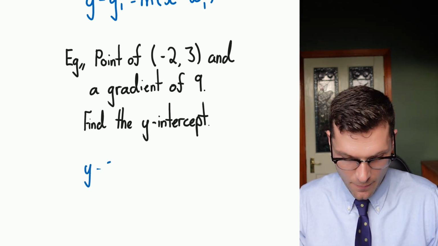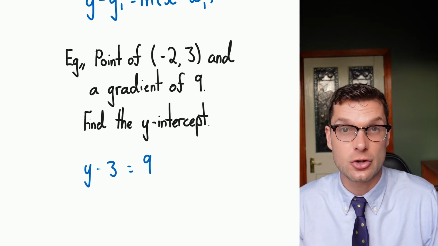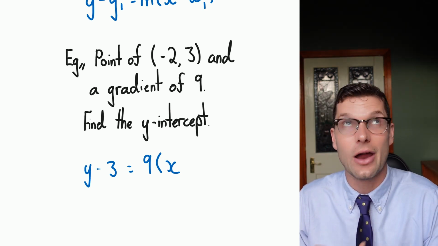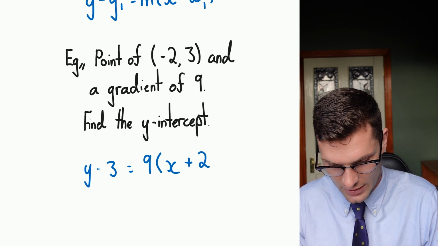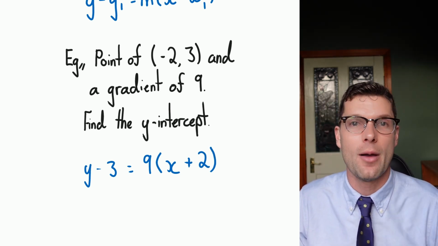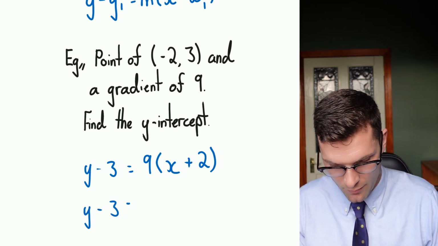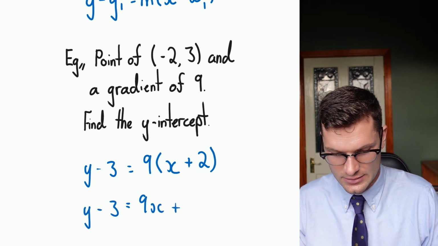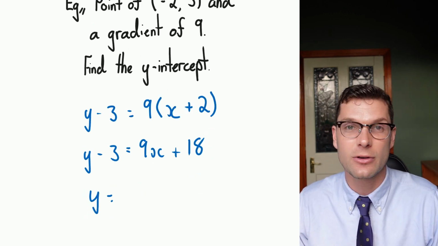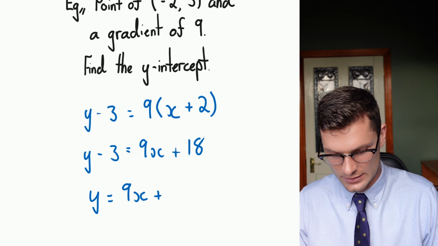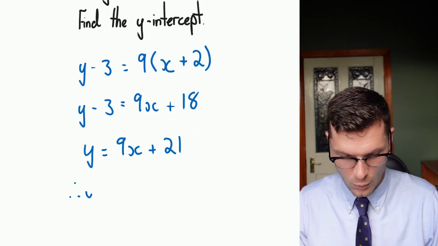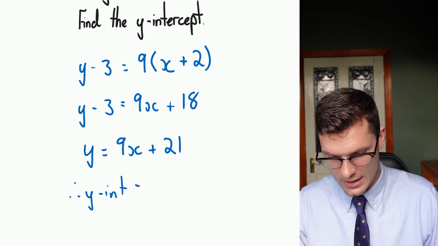So this is y minus 3 is equal to the gradient 9, times x, not minus 2, but it's minus negative 2, so it has to be plus 2. From here, I just have to expand out and get y by itself. So this is y minus 3 is equal to 9x plus 18. Plussing that 3 over to the other side will give me y is equal to 9x plus 21. So therefore I know for a fact that the y-intercept is at 21.